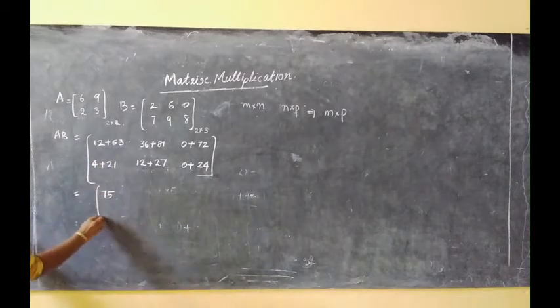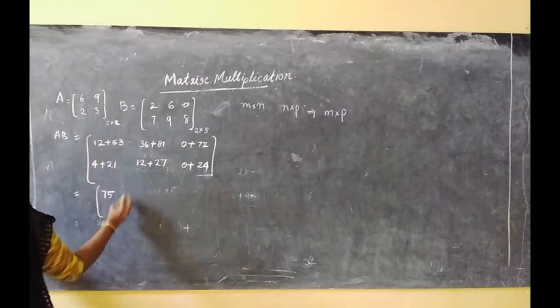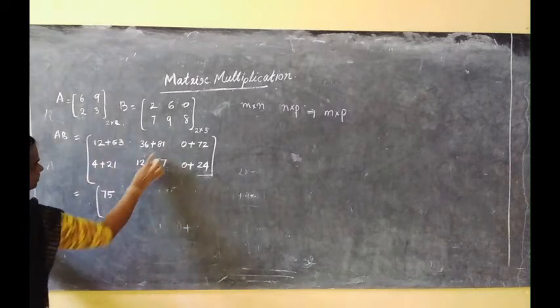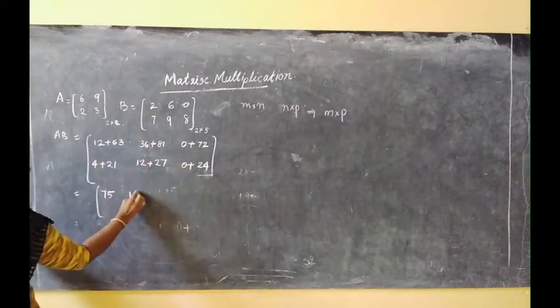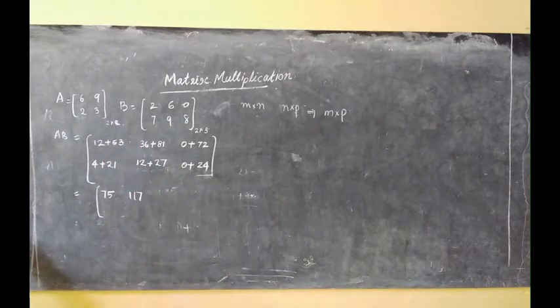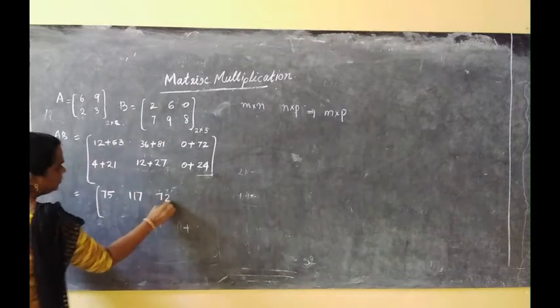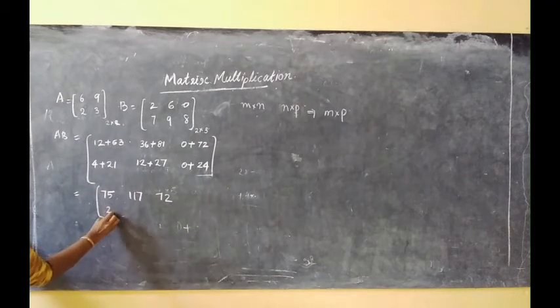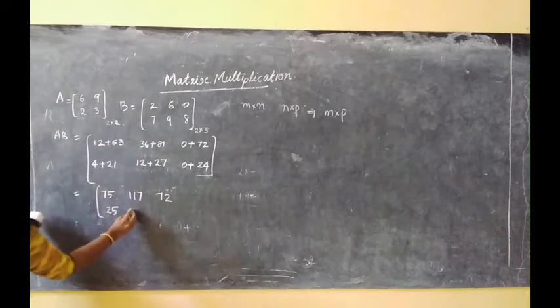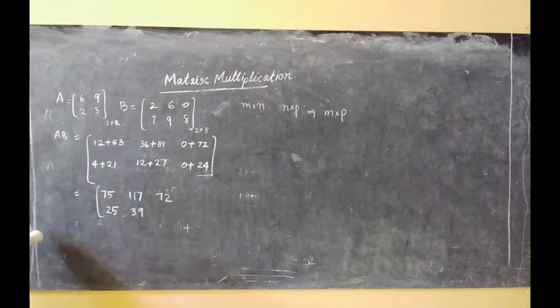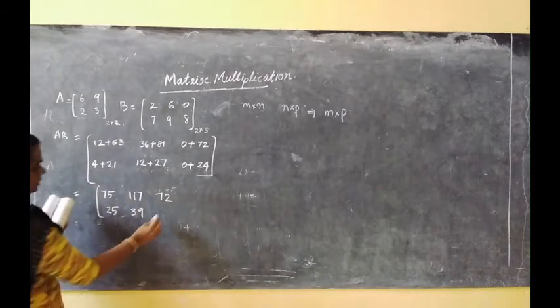The next element, 36 plus 81. We will get 117. Then 0 plus 72, it is 72. Then 4 plus 21, 25. Then 27 plus 12, that is 39. Then 0 plus 24, it is 24.